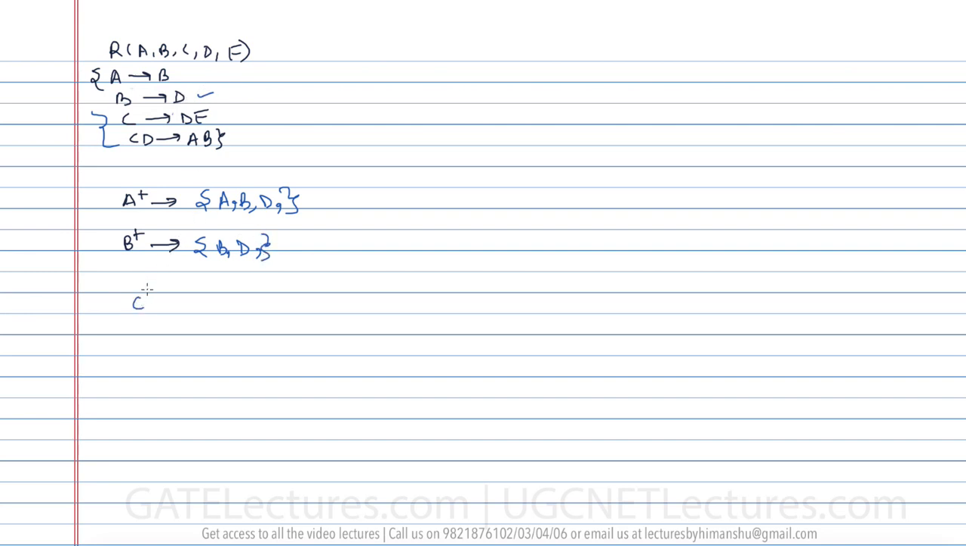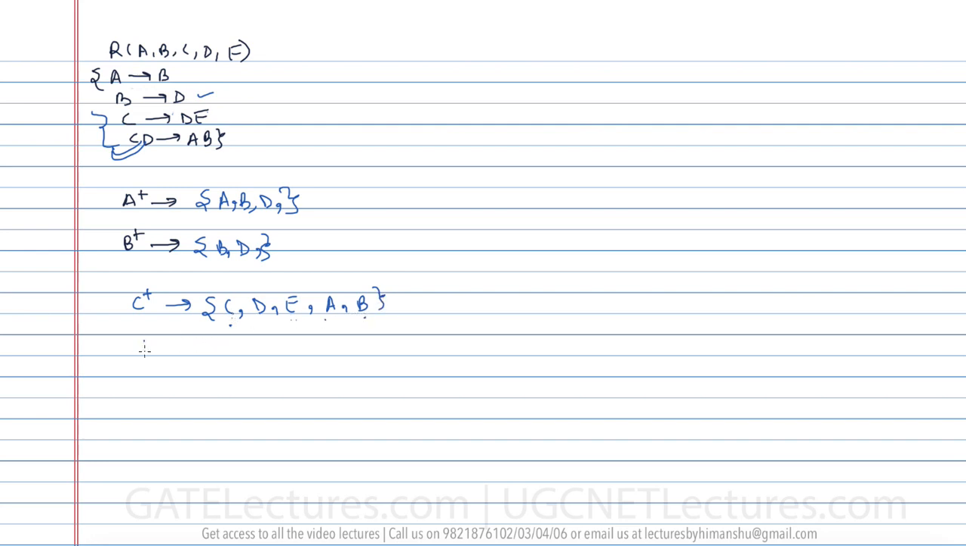Then what is C closure? Check the left hand side. With the help of C, I can determine D and E, so I am going to write D and E. Right? Is there any left hand side which is made up of any combination of C, D and E? Yes, you can see CD. So I can determine A and B. Right? So we are going to determine C, D, E, A, B.